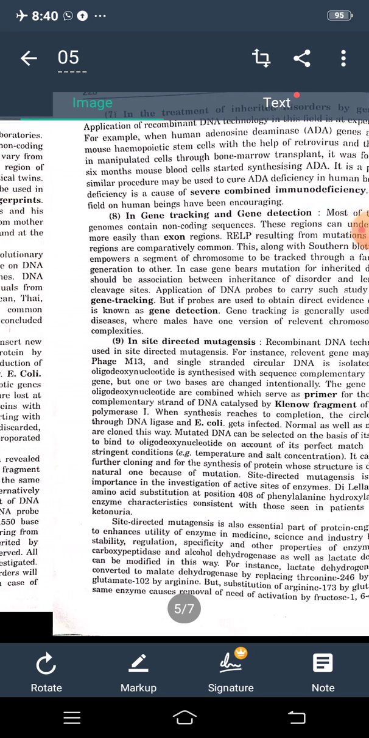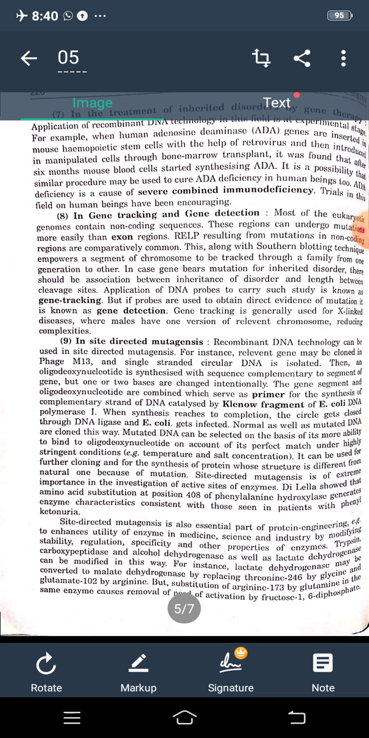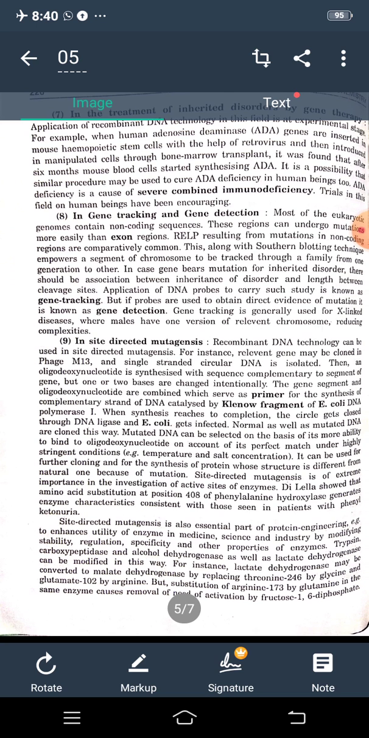Then, the next application is in gene tracking and gene detection. Most eukaryotic genomes contain non-coding sequences. These regions can undergo mutations more easily than exon regions. RFLPs resulting from mutation in non-coding regions are comparatively common. Next, recombinant DNA technology can be used in site directed mutagenesis.